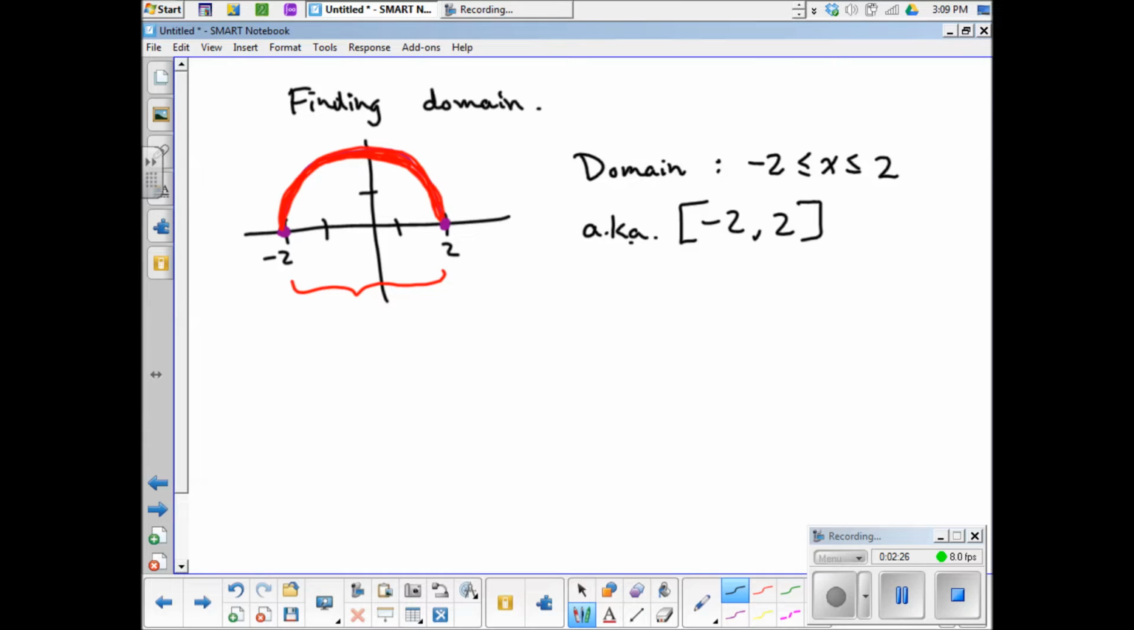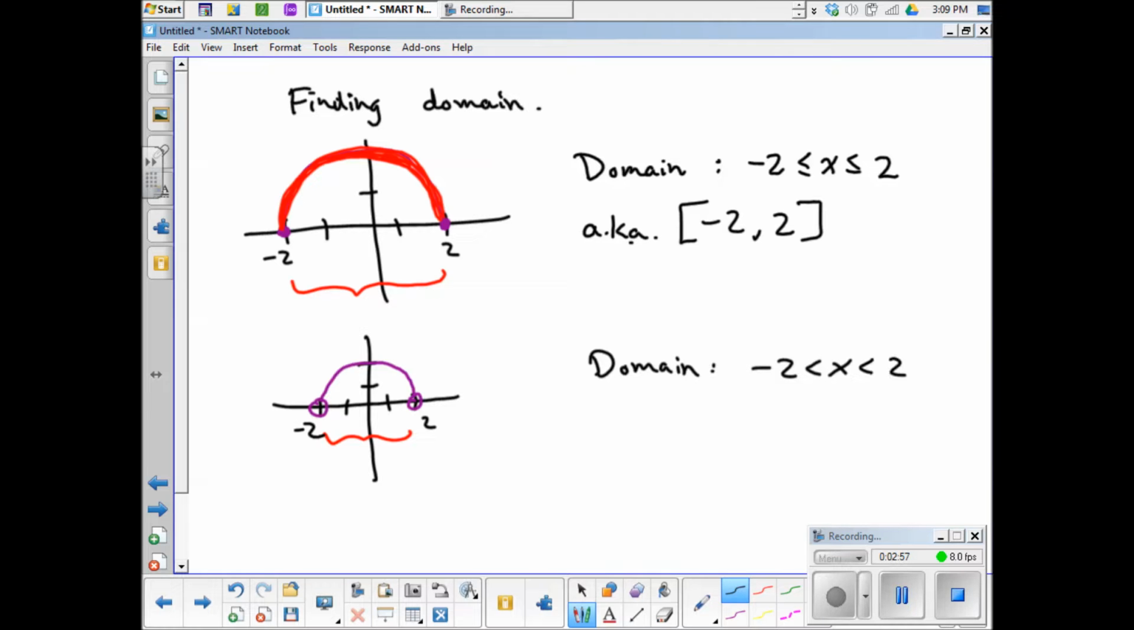Okay, the second thing we might want to do is a graph like this one. So it's the same basic graph, except it looks like this. Okay, so you have open endpoints. So what is the domain here? Well, again, the graph is contained between -2 and +2, right? But it is not including the endpoints. So you'd write -2 is less than x is less than 2. You would not include the equalities on those inequalities, right? This is also to be written in this class as (-2, 2).